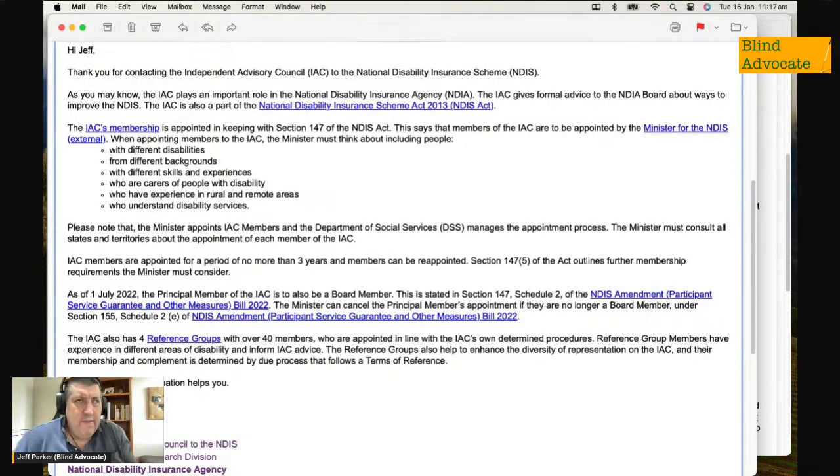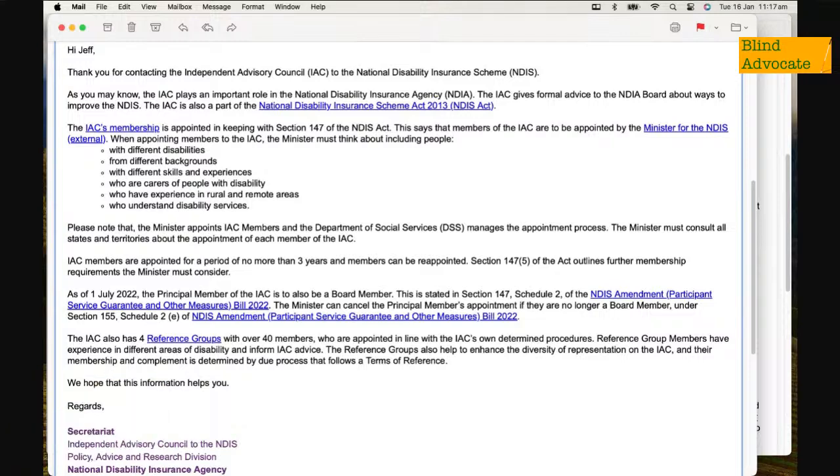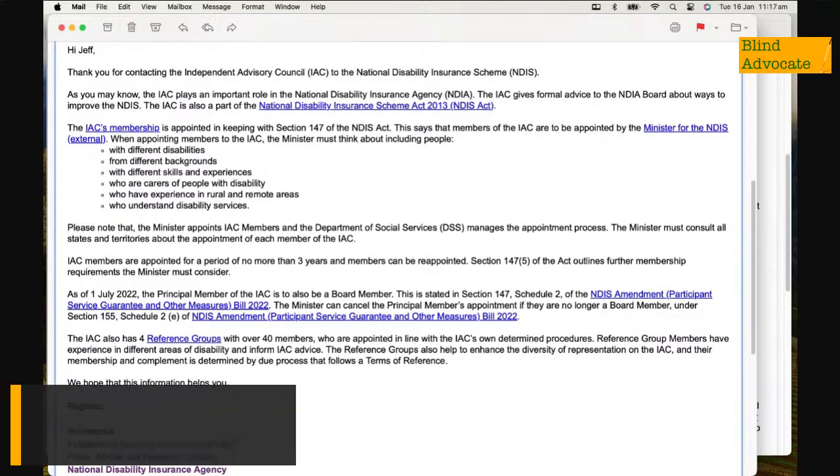Thanks, Chris. Okay, so it clearly states there that the Minister of the NDIS appoints the membership for the IAC, and the DSS, Department of Social Services, actually carry out the application, the process, interview. Reading all that, it's not an independent advisory committee like it states. If it's appointed by the minister, how is it independent? It's still appointed by the minister.